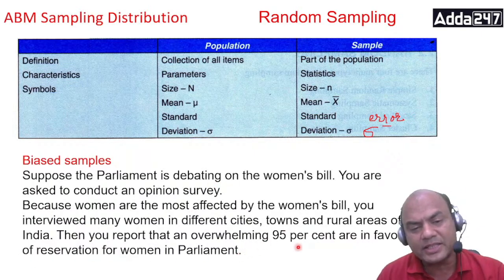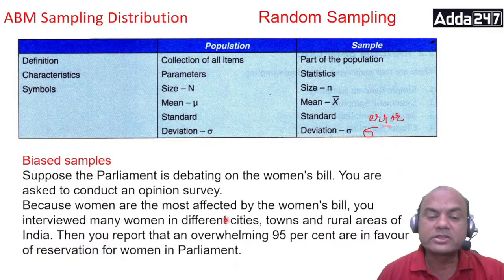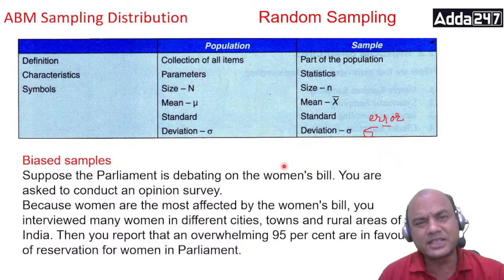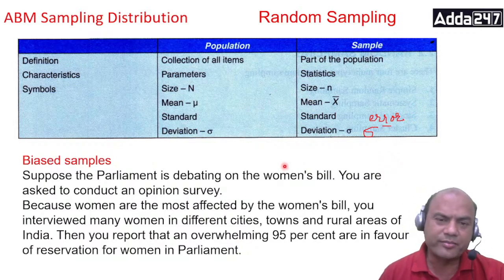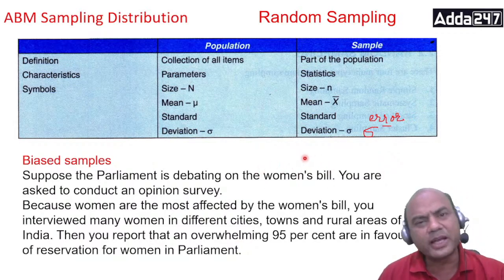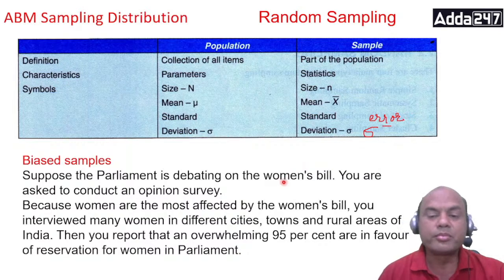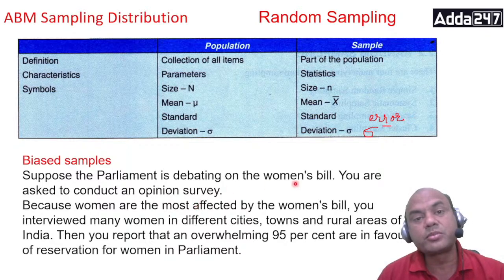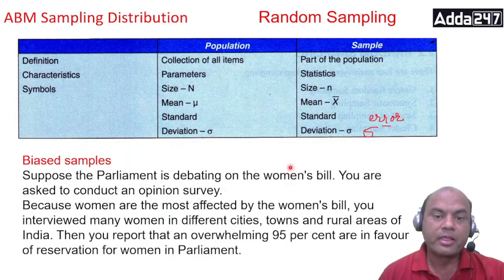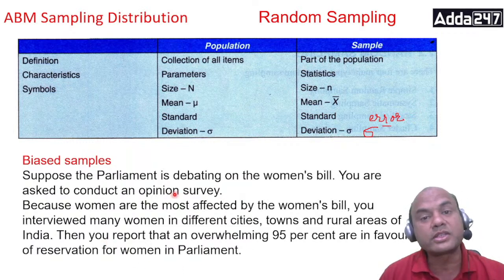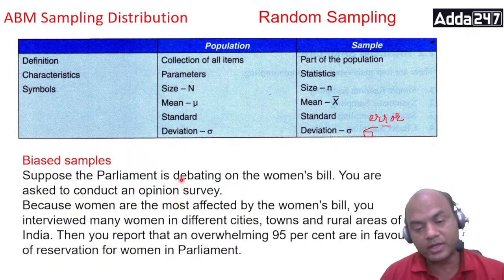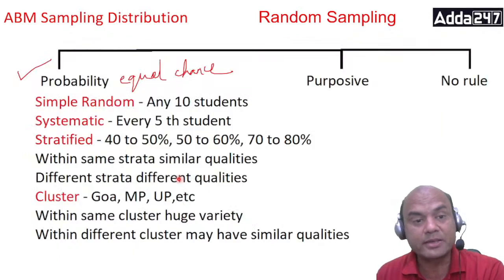Now that is biased sampling. If you ask only women about the women's bill, they'll definitely support it. Generally, that's a tendency. So that's a basic biased sample. What we mean to say here is that the population should be equally divided. If you are asking those who are in favor, you should also ask those who are not in favor. Otherwise, it becomes a biased sample.